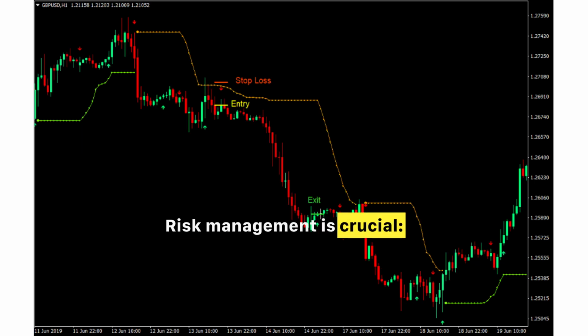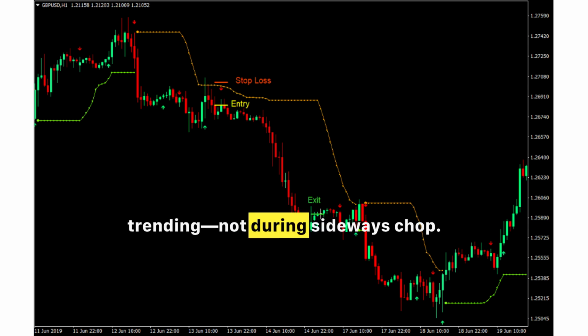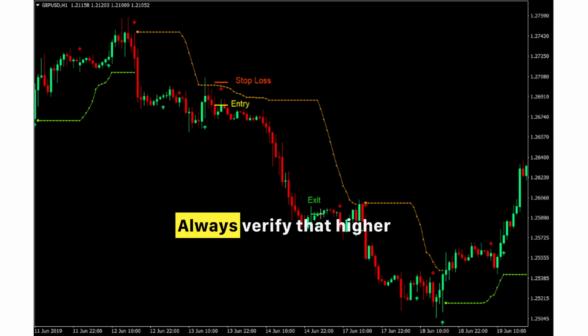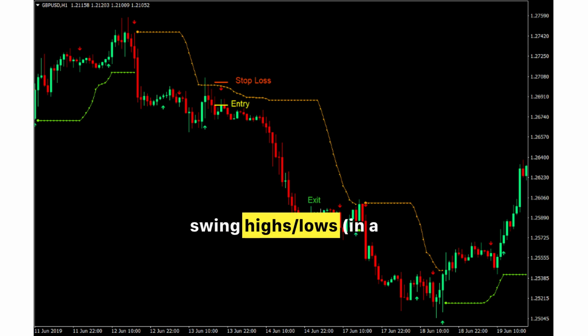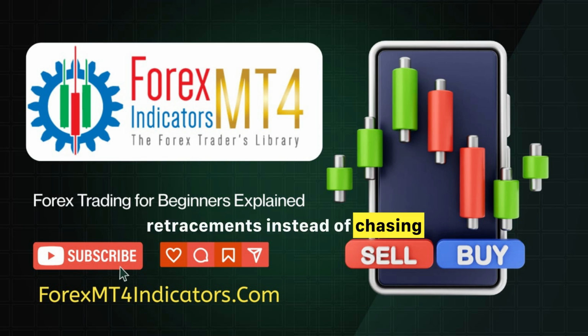Risk management is crucial. Never risk more than 1 to 2% of your account per trade, and only use this strategy when the market is trending, not during sideways chop. Always verify that higher swing highs and lows in a buy, or lower highs and lows in a sell, are forming before pulling the trigger.